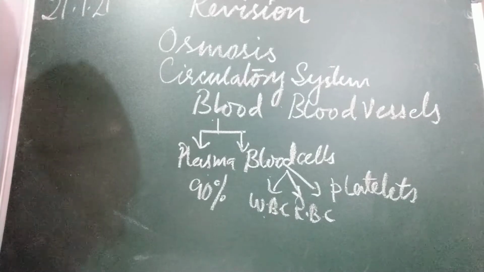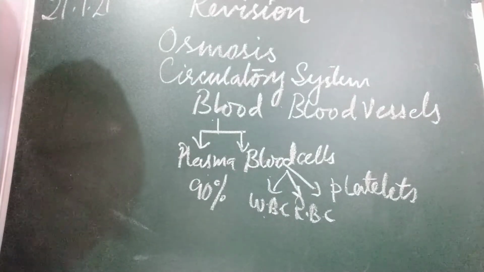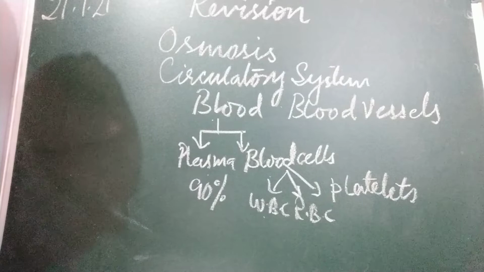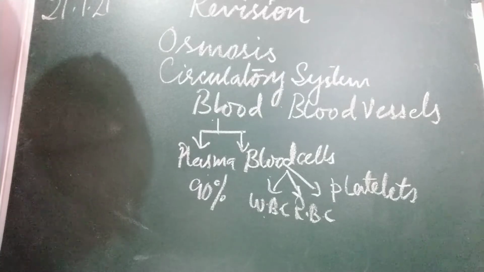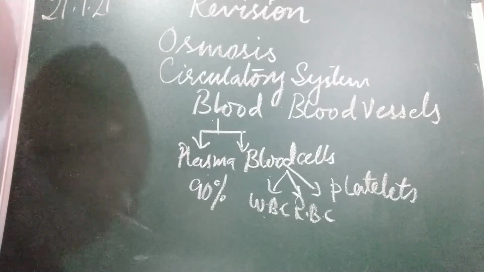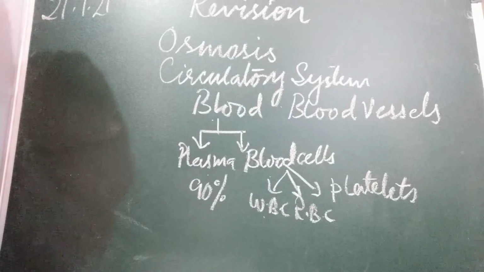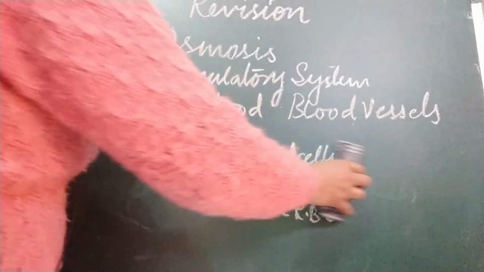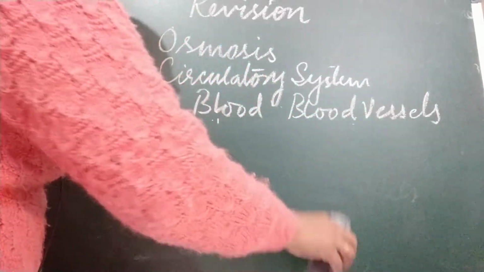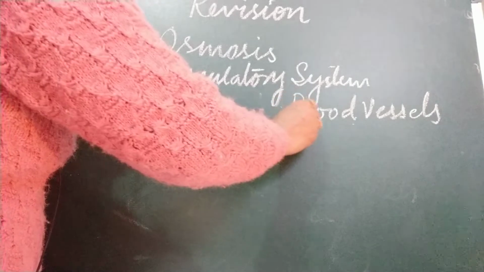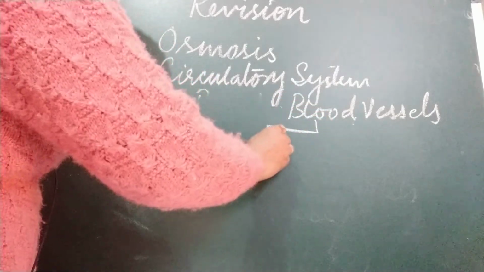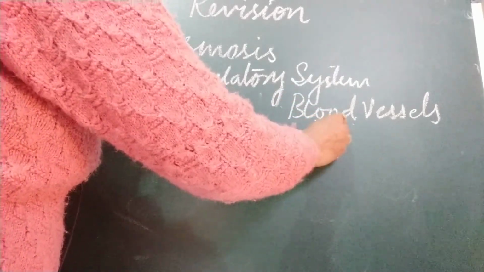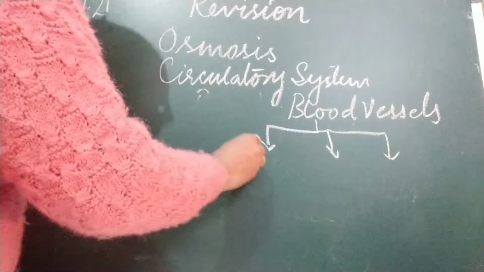They are smaller in size than red blood cells. They help the blood to clot whenever there is a wound on the body. This blocks the flow of blood and prevents blood loss. Next, we are going to talk about blood vessels. There are three types of blood vessels, children: arteries, veins and capillaries.